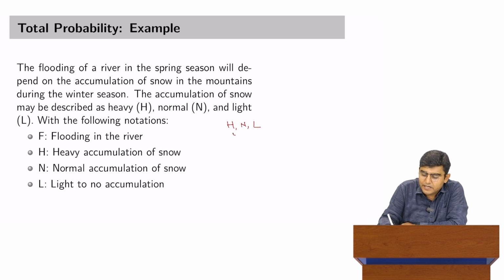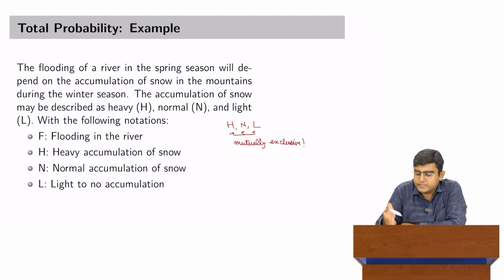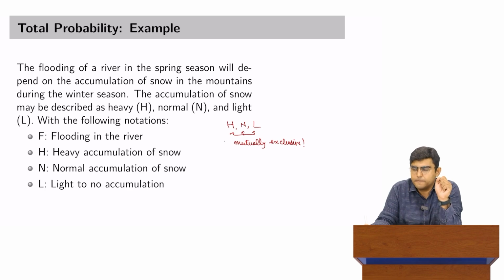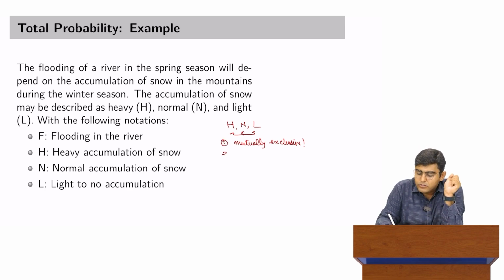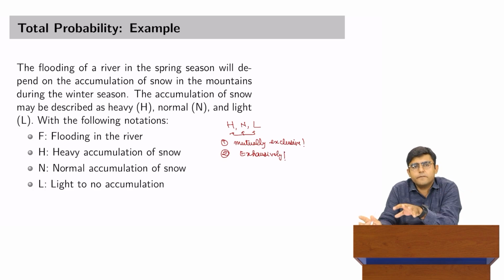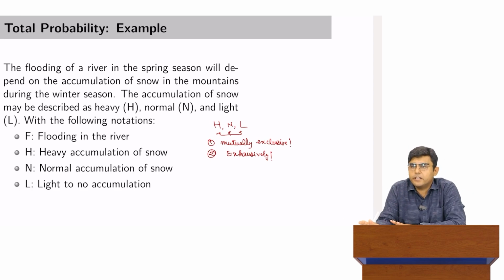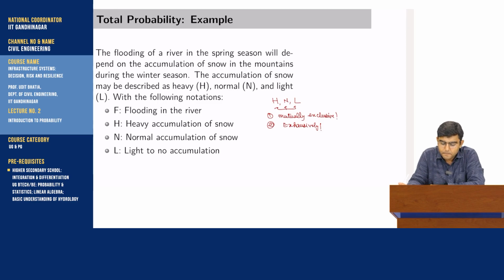That means these are mutually exclusive because these cannot happen simultaneously, unless we are talking about some fuzzy sets, but these are not fuzzy sets here. These are also exhaustive because snowfall is either high or normal or low or non-existent, if we say that non-existent is also clubbed with L. So this essentially satisfies the conditions for total probability, because it has to be mutually exclusive and exhaustive.